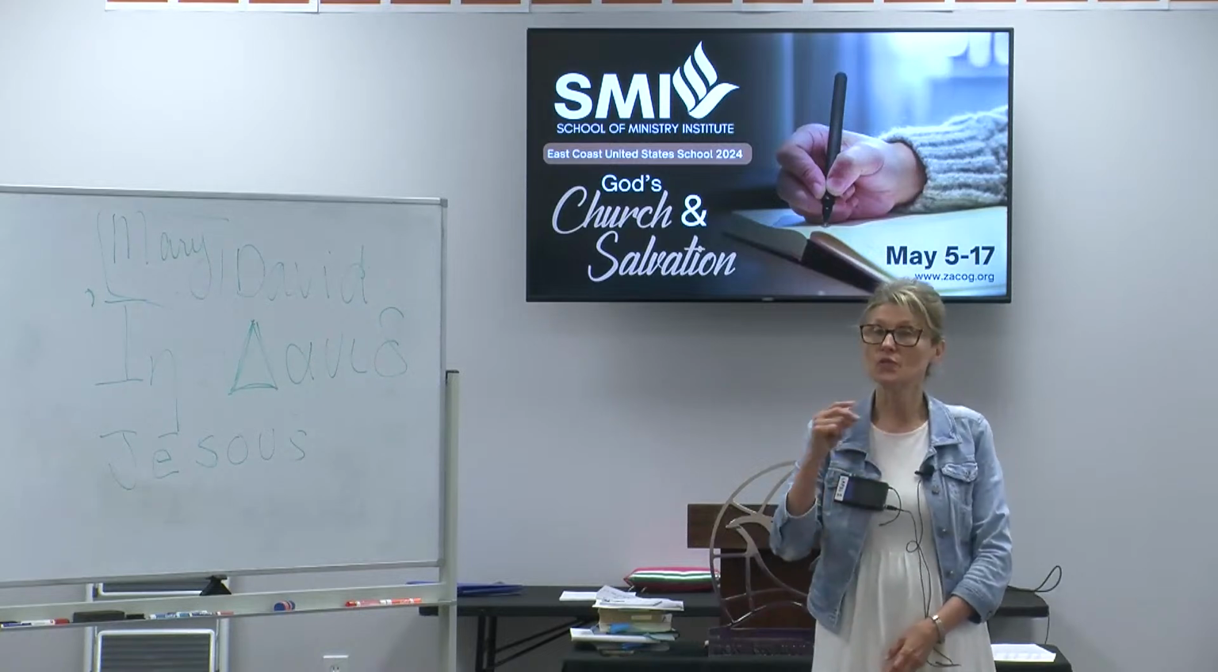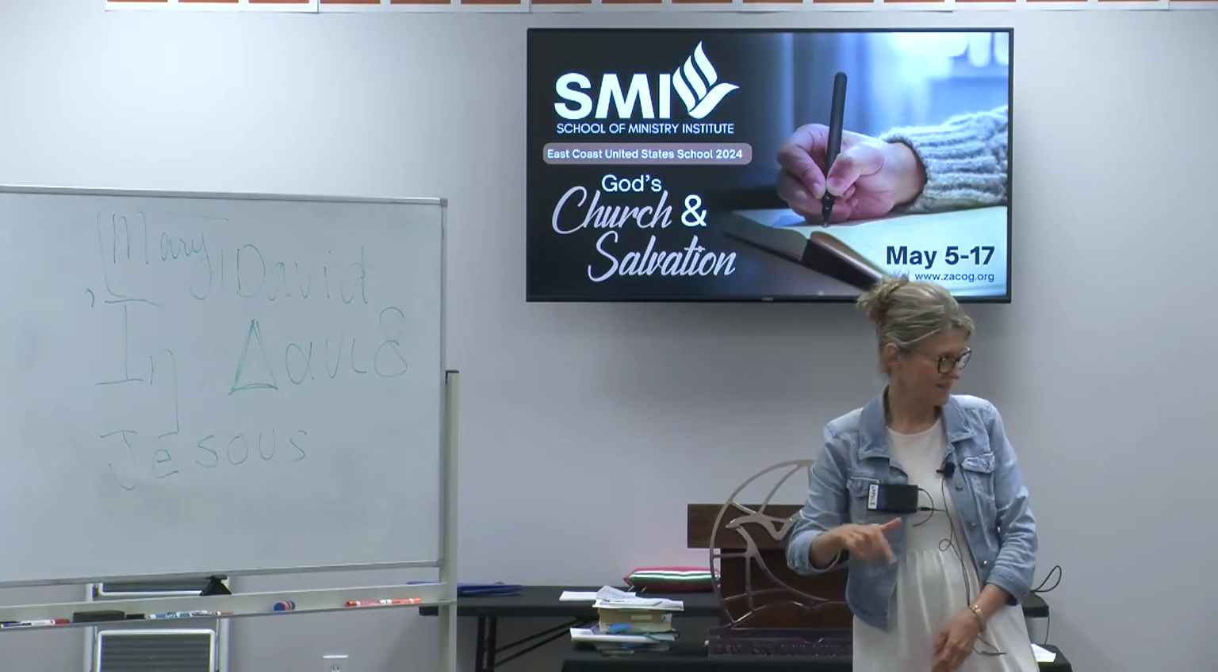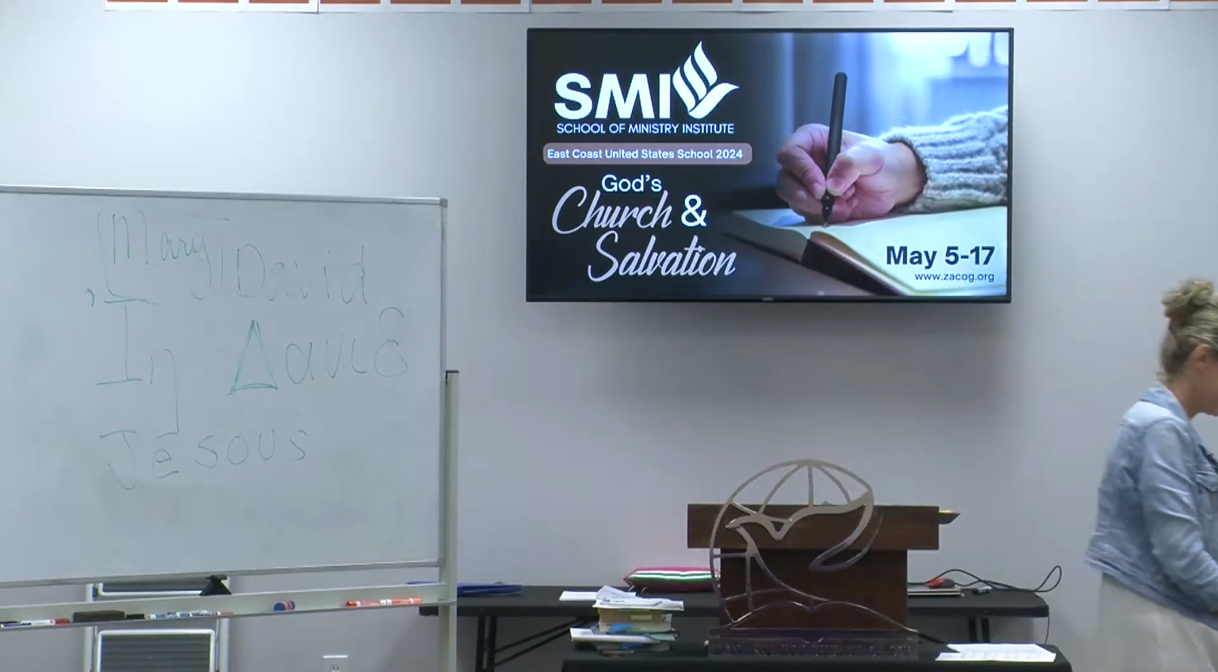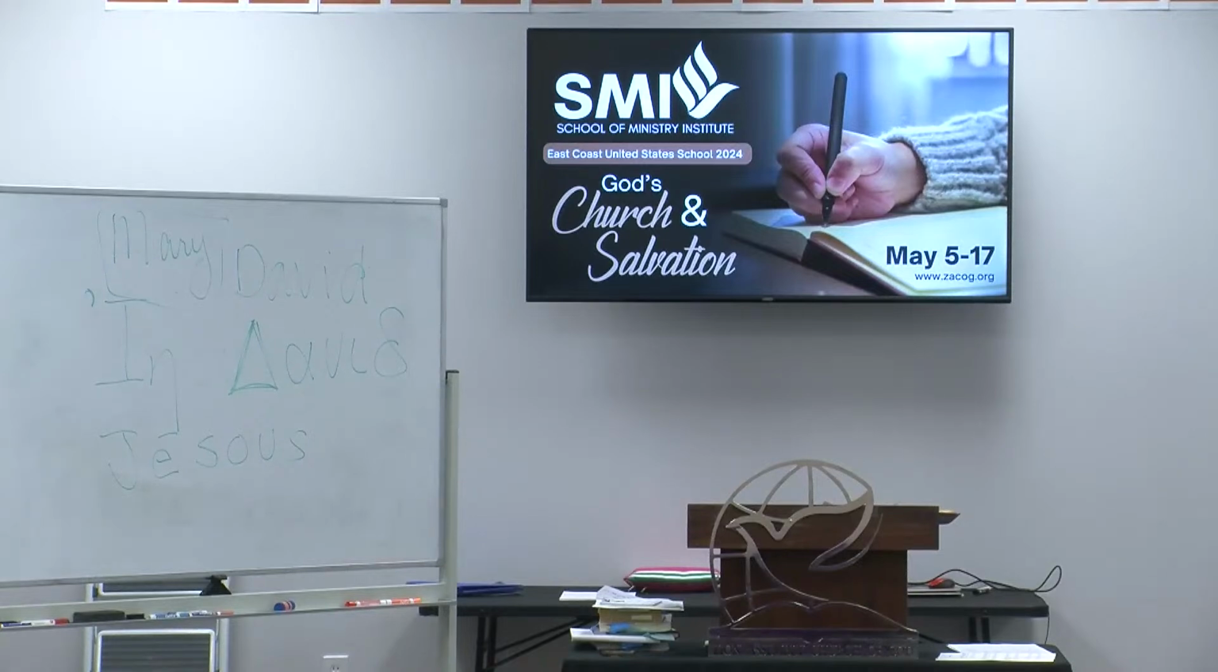1, 2, 3. Alpha, beta, gamma, delta, epsilon, zeta, eta, theta, iota, kappa, lambda, mu, nu, xi, omicron, pi, rho, sigma, tau, tau.